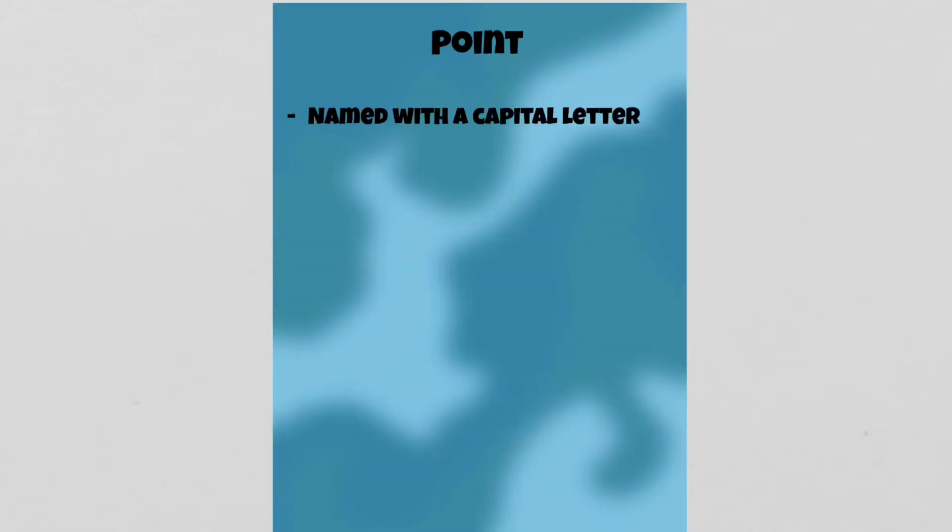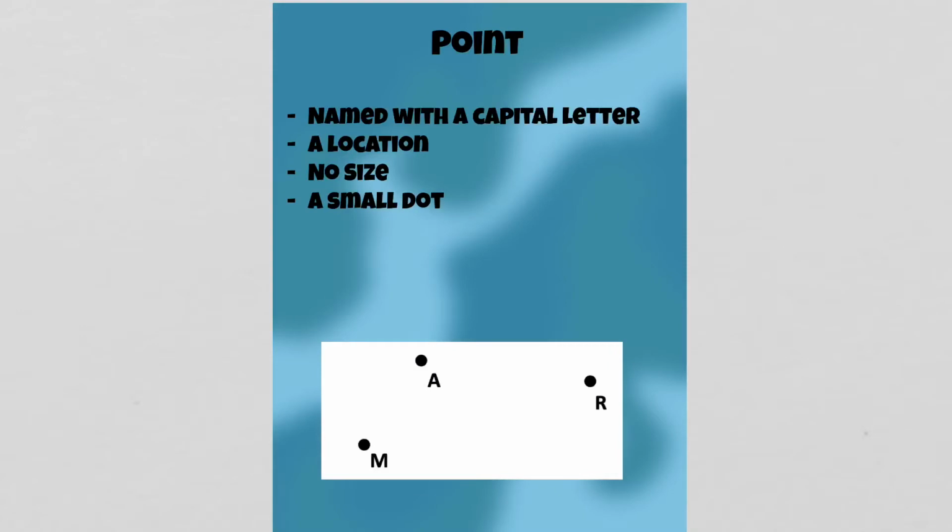So the first thing we're going to talk about is a point. So you first need to know it is named with a capital letter. It is a specific location. There's no size to it. And it's usually represented by a small dot. So I did include 3 different examples down below. You have point A, point M, and point R.